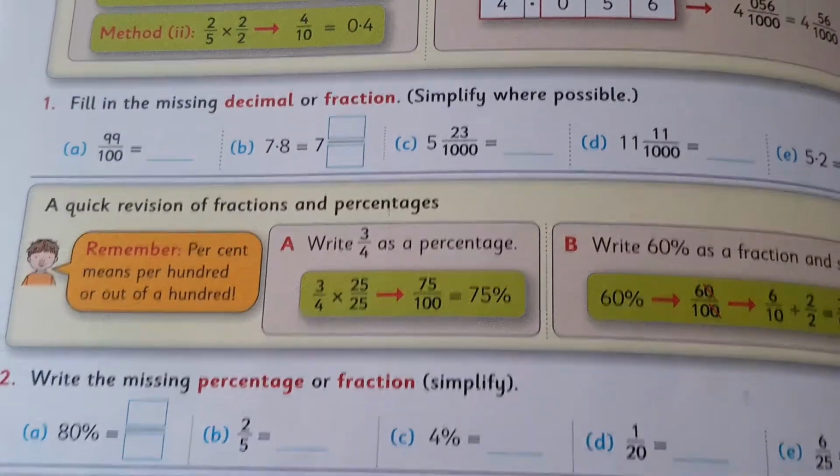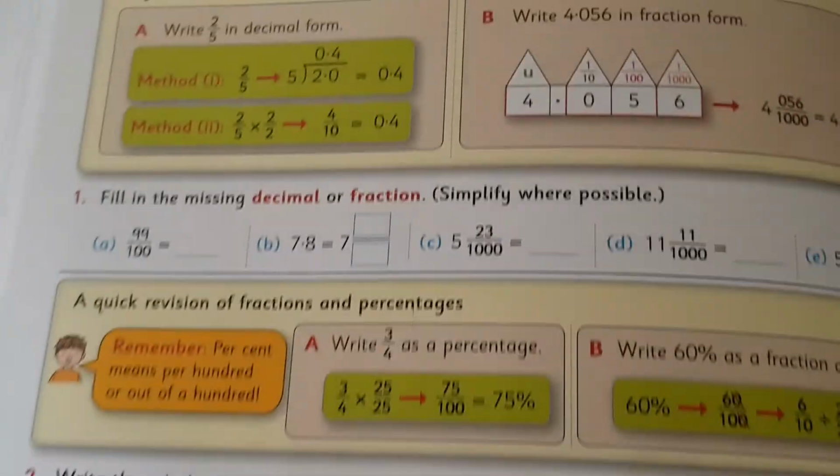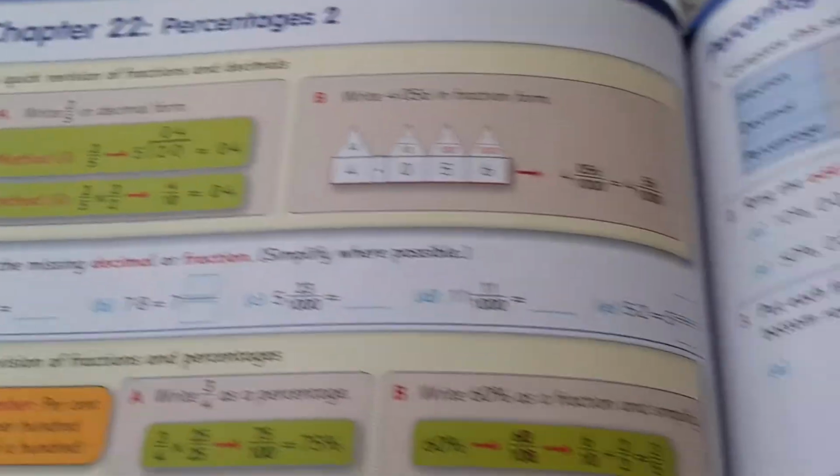Hello, 5th class. This is page 120. Question 1. Let's work this out. Okay, 99 over 100. I have to write that as a decimal.